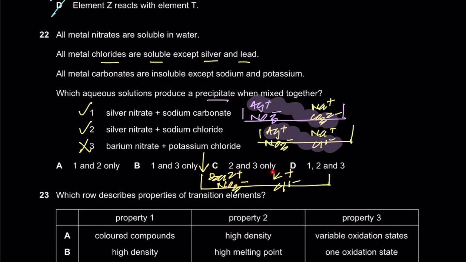Potassium nitrate, all nitrates are soluble. Barium chloride, all chlorides are soluble except for silver and lead. So barium chloride is soluble. Potassium and chloride ion, they are already soluble. Barium and nitrate, they are already soluble, so no precipitate forms. 1 and 2 are correct, yeah?